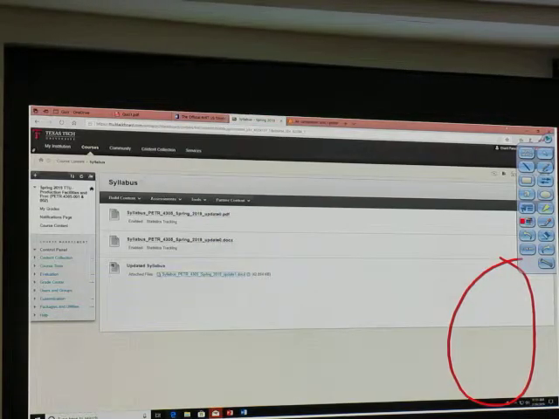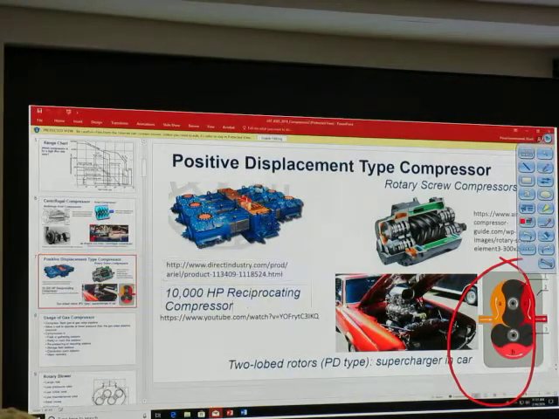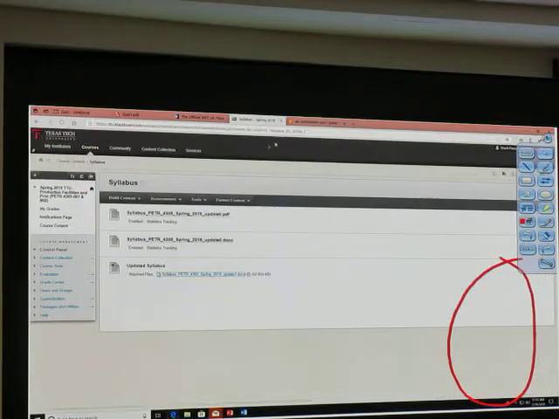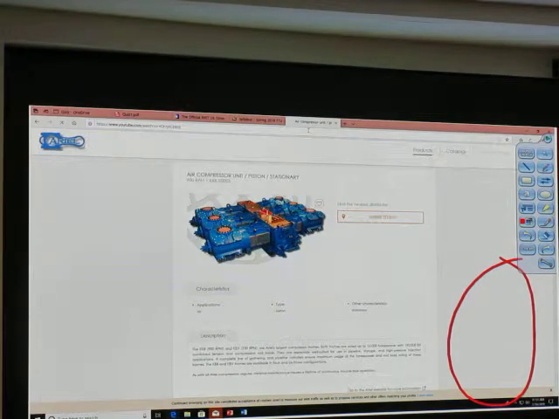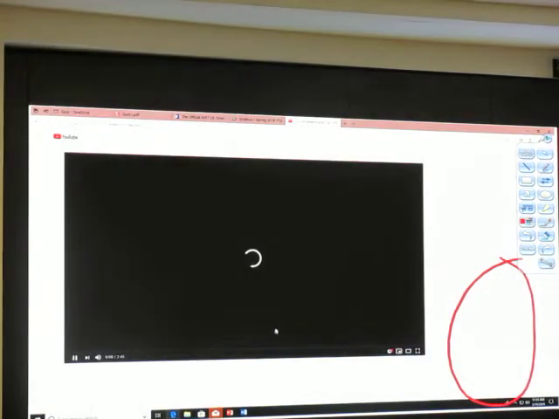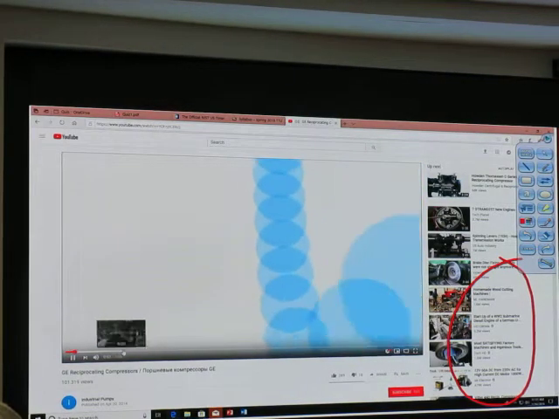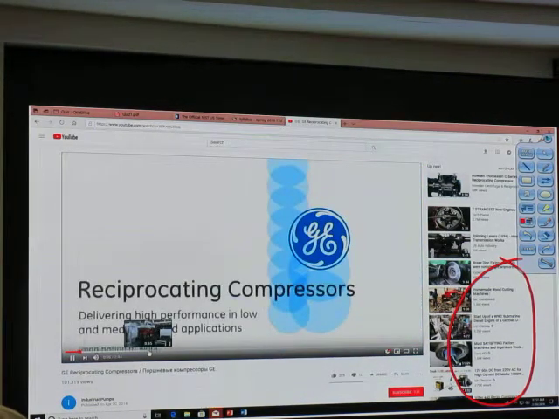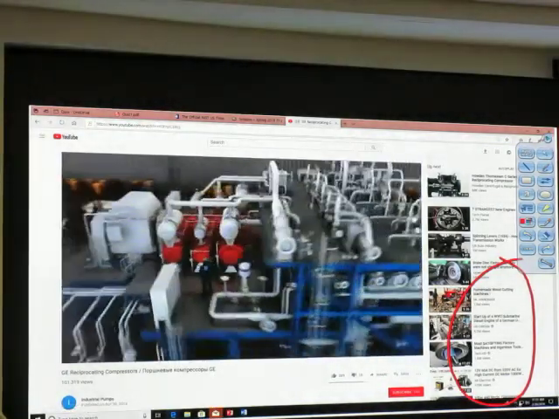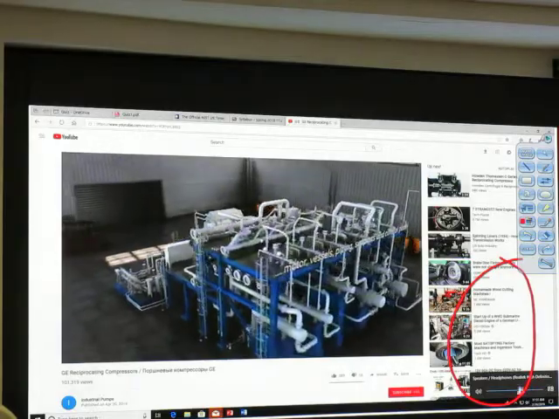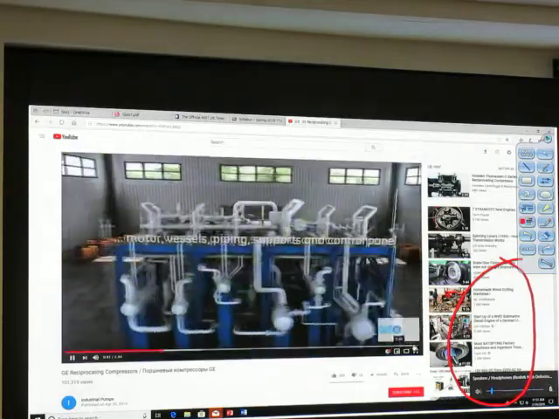Okay, that's not the video. Okay, I think here it is. Let's give it a little bit. Reciprocating unit from GE. The sound doesn't do anything. Okay.